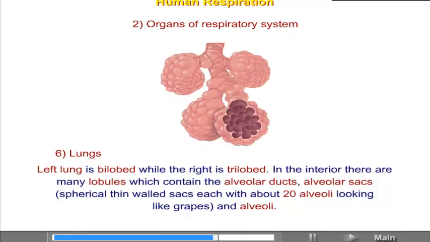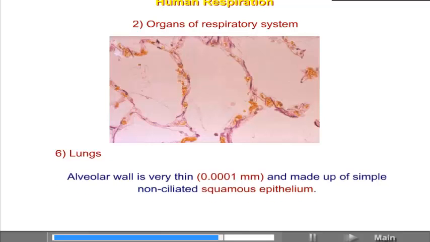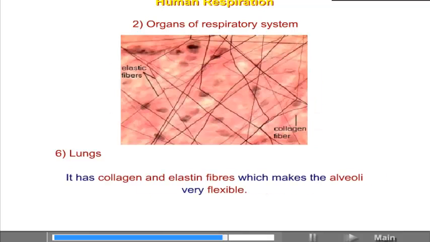In the interior, there are many lobules which contain the alveolar ducts and alveolar sacs, spherical thin-walled sacs, each with about 20 alveoli looking like grapes. Alveolar wall is very thin, 0.0001 millimeter, and made up of simple, non-ciliated squamous epithelium. It has collagen and elastin fibers, which make the alveoli very flexible.